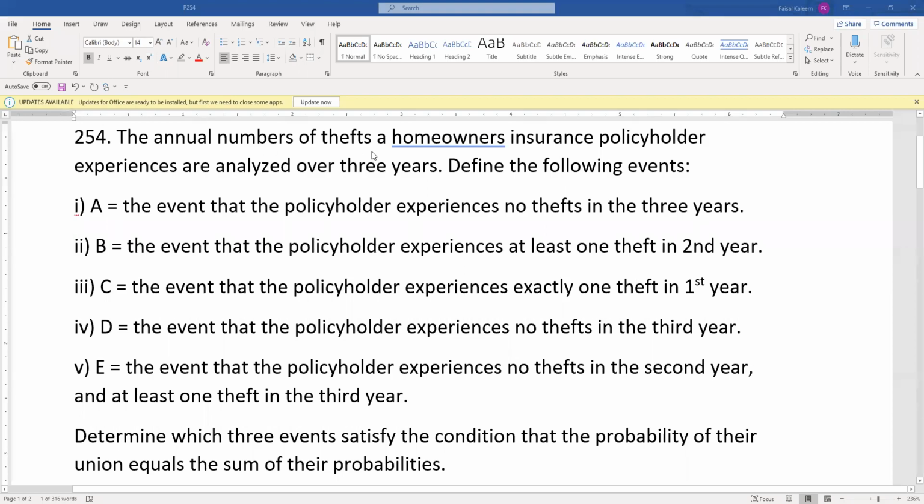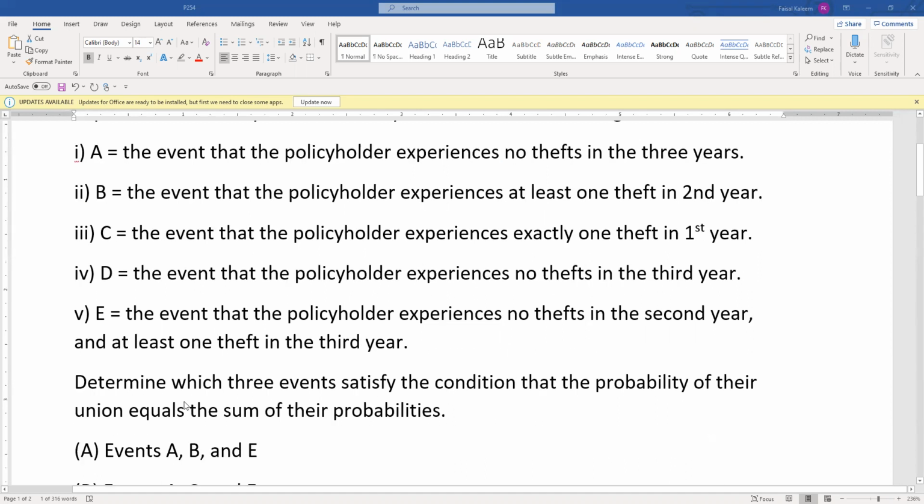Annual numbers of thefts a homeowner's insurance policyholder experiences are analyzed over 3 years. A is the event that the policyholder experiences no theft in 3 years, and so on. Determine which three events satisfy the condition that the probability of their union equals the sum of their probabilities.